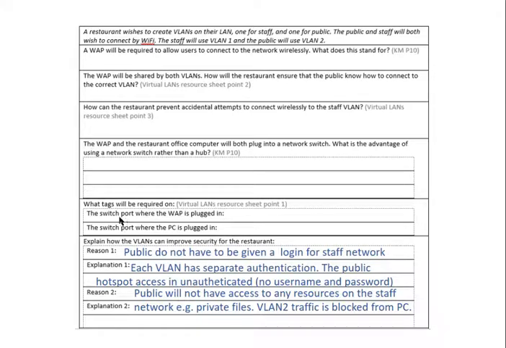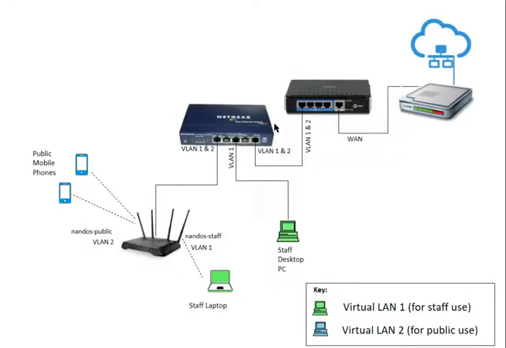What tags will be required on the switch port where the WAP is plugged in and the switch port where the PC is plugged in? So here's the network switch, and these are the ports. So where the WAP is plugged in, we're going to have traffic from VLAN 1 and VLAN 2 coming in here. So this is going to have to be tagged for VLAN 1 and VLAN 2.